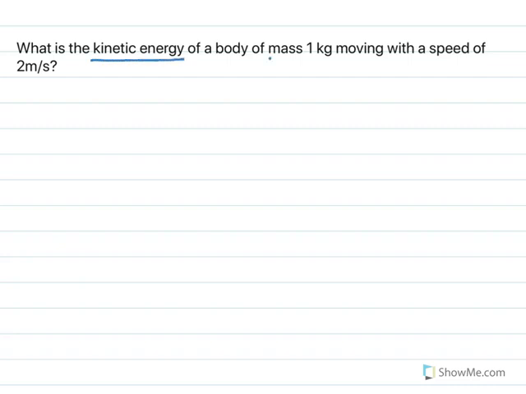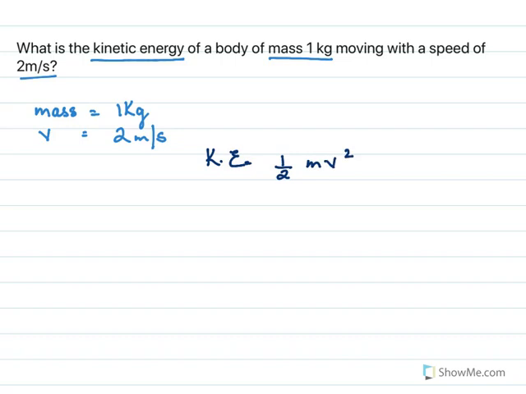What is the kinetic energy of a body of mass 1 kg? So you have mass equal to 1 kg moving with a speed of 2 meter per second. So velocity 2 meter per second. We need to find kinetic energy. Formula: half m v square, half mass 1, 2 square. So half into 1 into 2 square, 4. When you cancel, 2 joule.